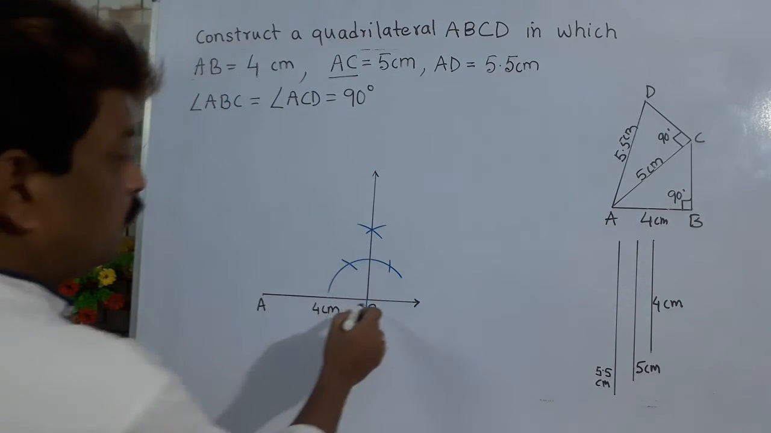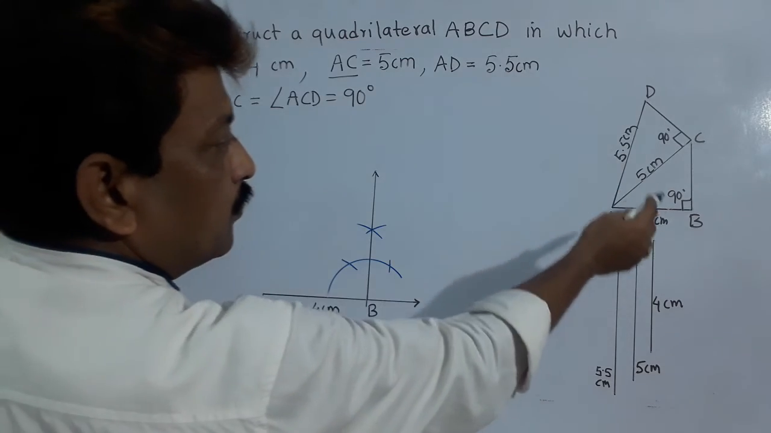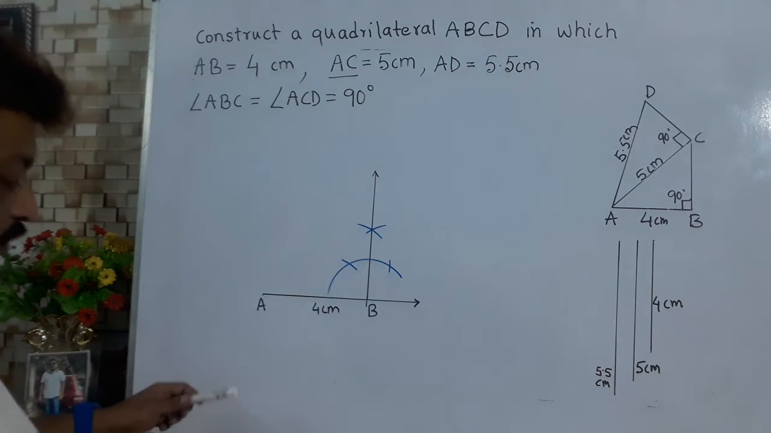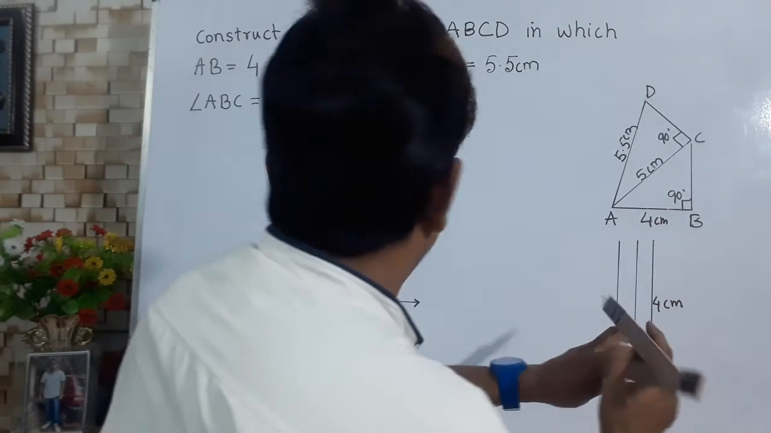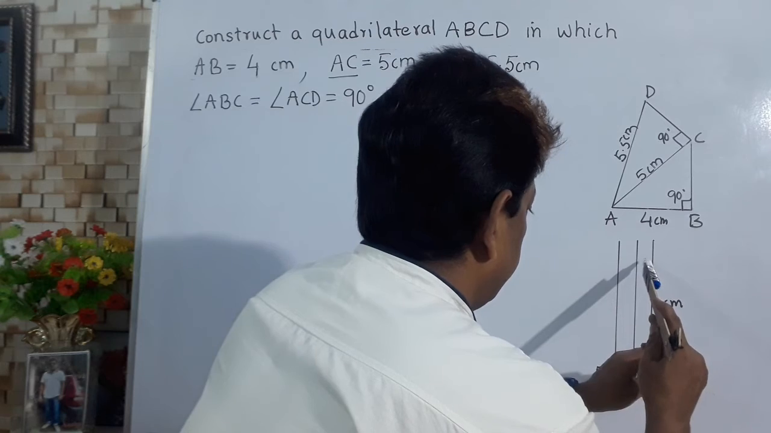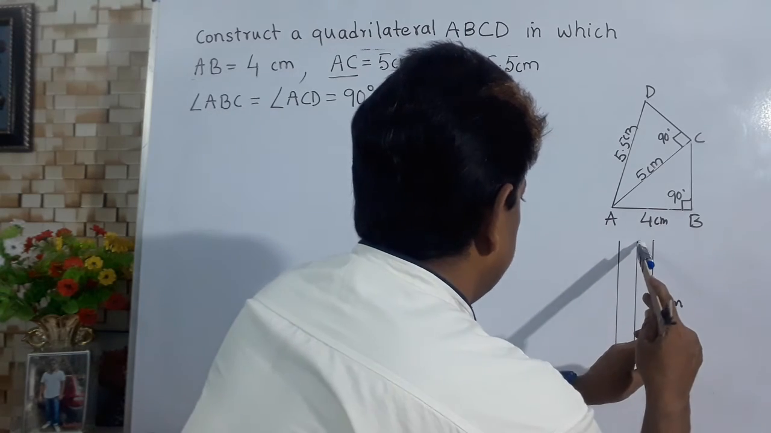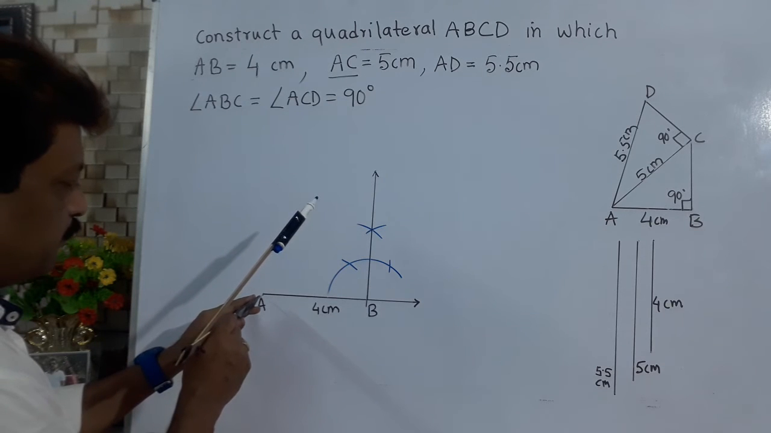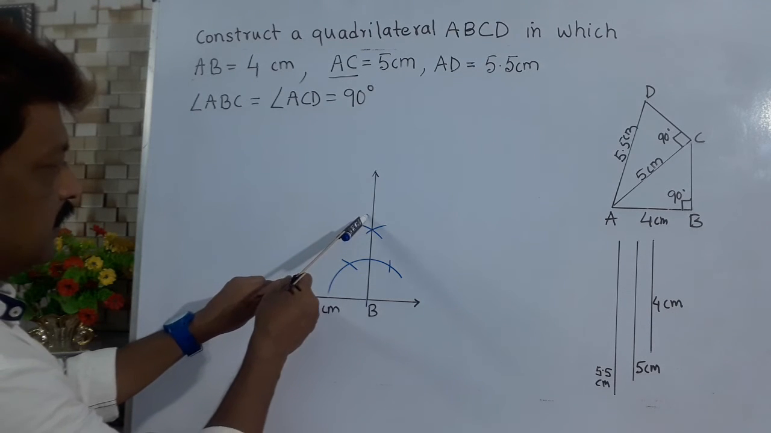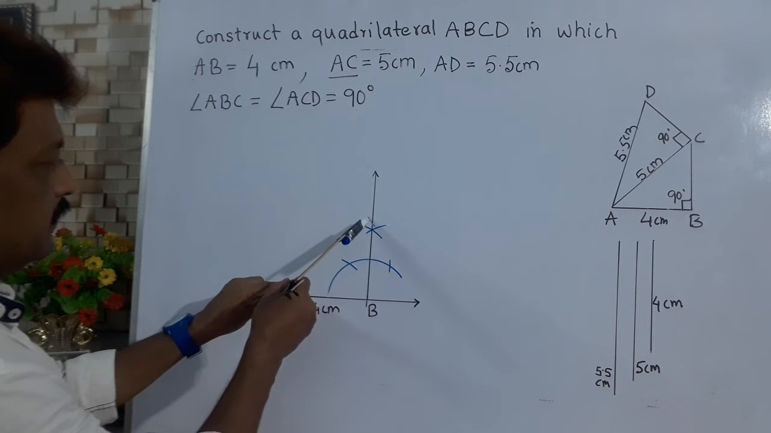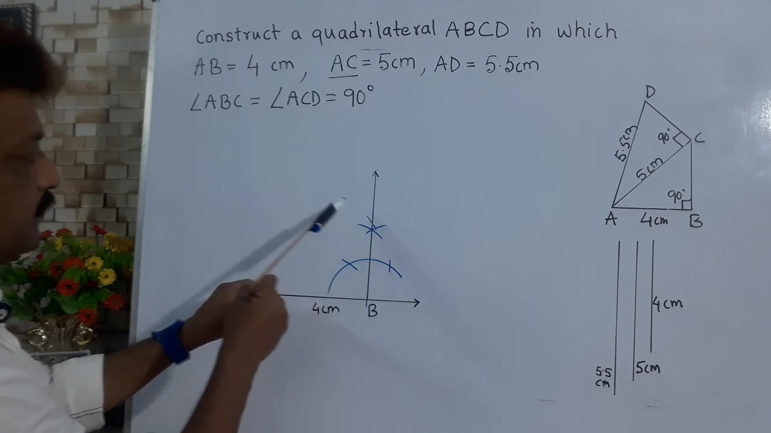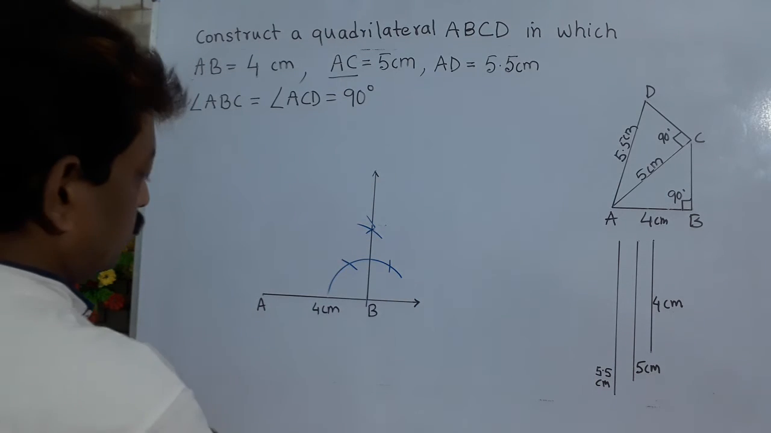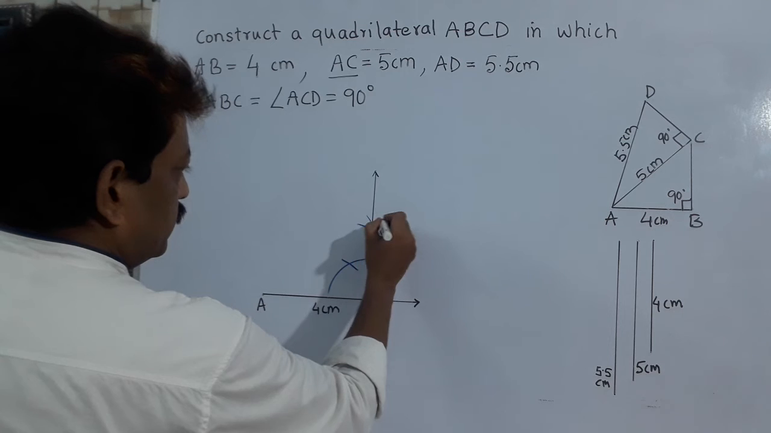Now we don't know BC. BC is not given, but we know AC. AC equals to 5 centimeter. So let me take the measurement from here. 5 centimeter. This is 5 centimeter. And since AC is 5 centimeter, I have to place the compass at A and then cut the 90 degree line. So this will be C. This is point C.